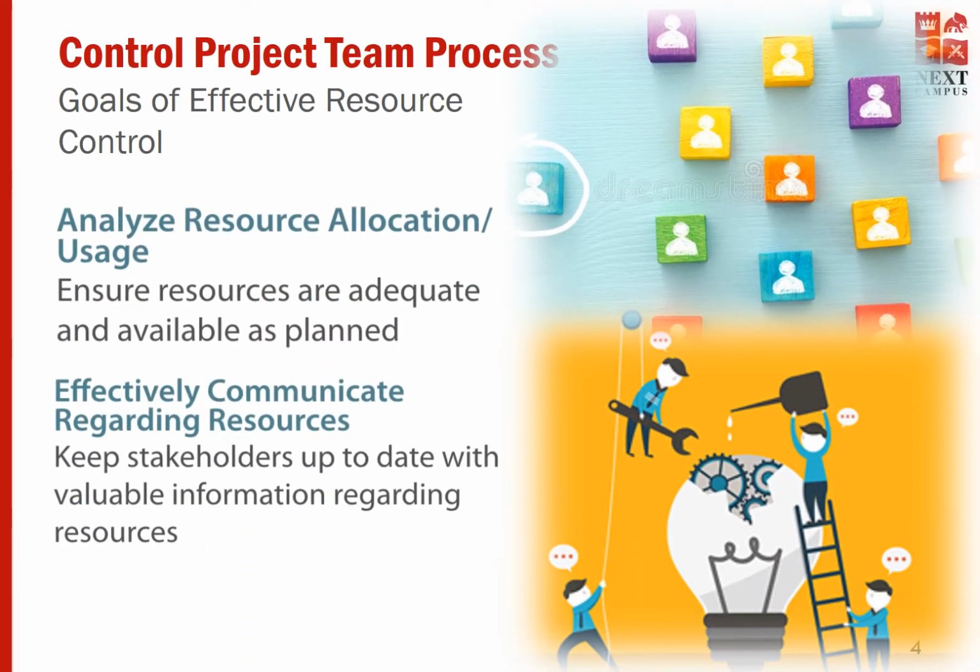Another reason why you need to have an effective resource control process is to analyze resource allocation and usage. Analyzing resource allocation will ensure resources are adequate and available as planned. Particularly when your project is a longer term project, or over the project life cycle, you need to ensure that the resources are available as per the plan. If not, the project will suffer. The pace and the quality, the amount of work carried out by the team might not be as per the plan. So as a project manager, you are responsible to ensure that the resources are adequate enough and available as per the plan.